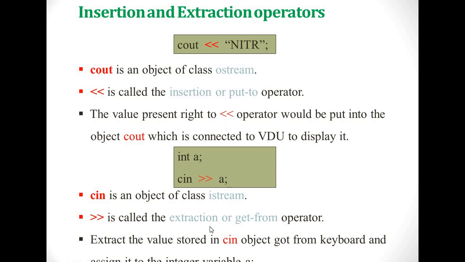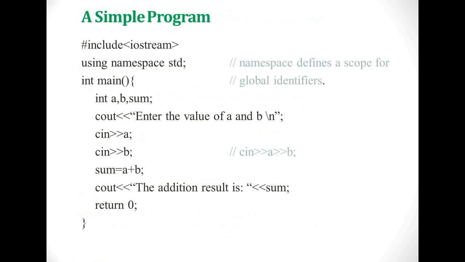And then cin is an object of a class, that is istream. Cin uses the extraction or get-from operator. It extracts the value stored in the cin object, got from the keyboard, and assigns it to the integer variable a.